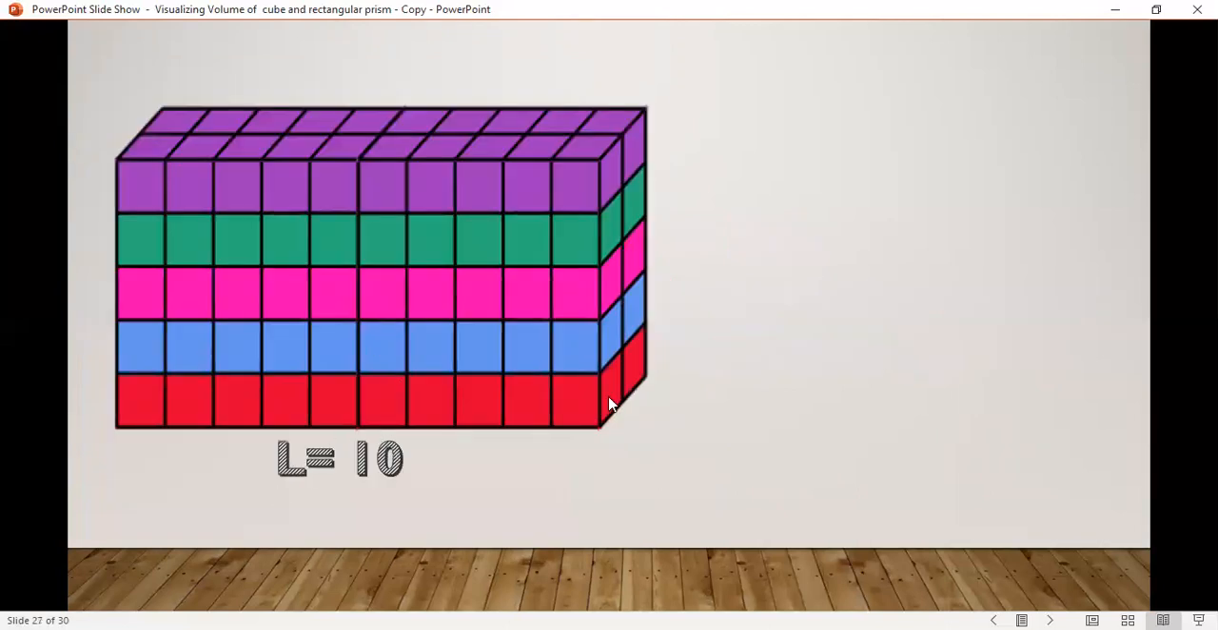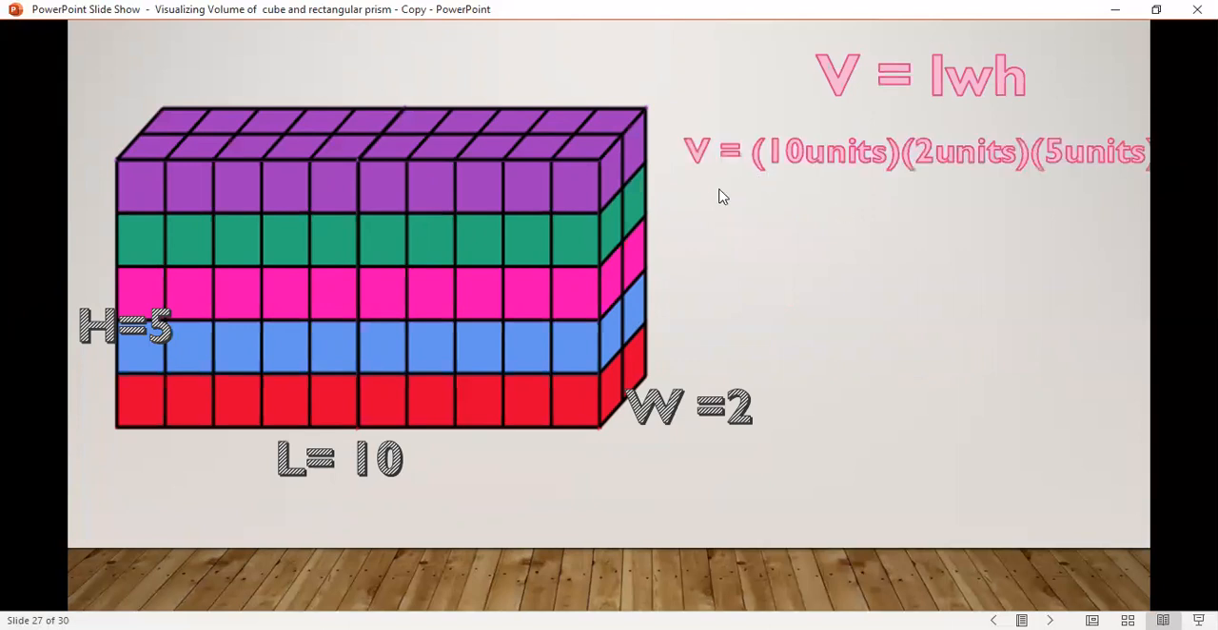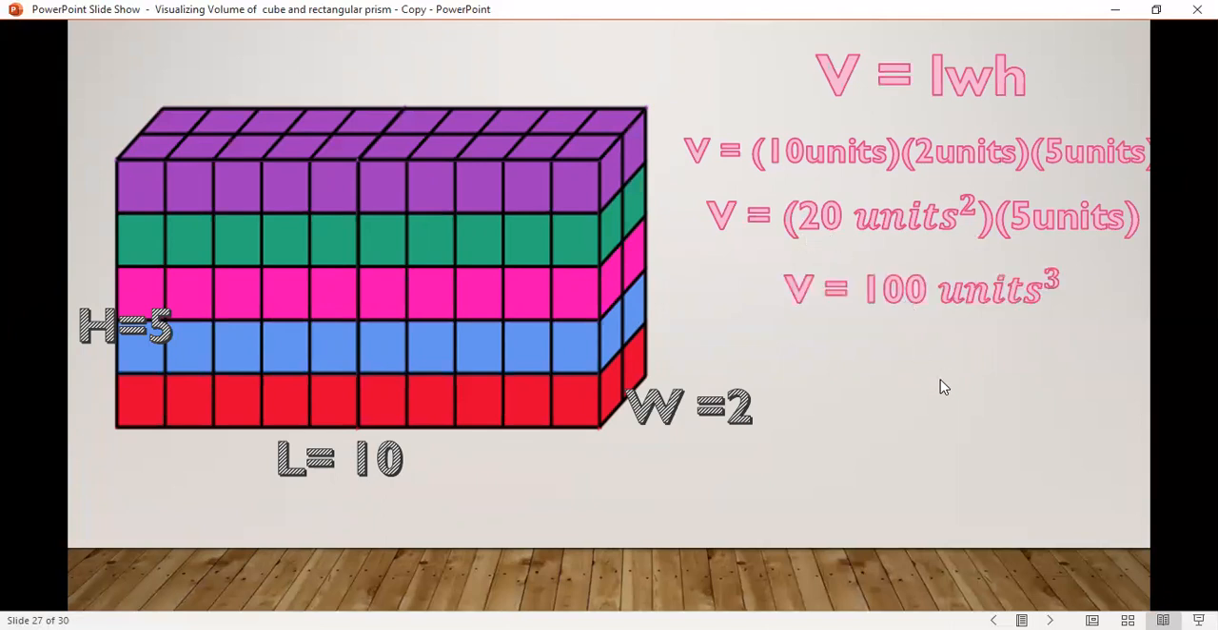Length 10, width 2, height 6. Volume equals length times width times height. Volume equals 10 units times 2 units times 5 units. 10 times 2, 20 units times units, units squared times 5 units. 20 times 5, 100 units cubed.